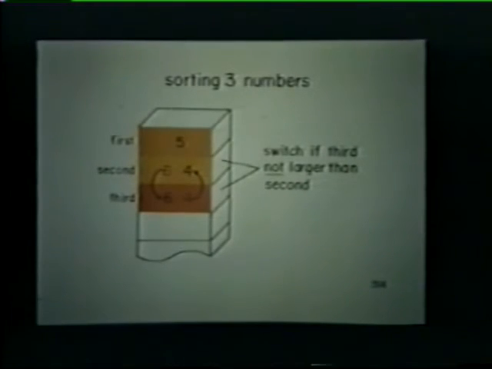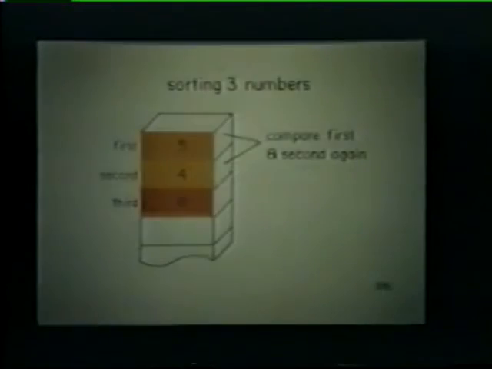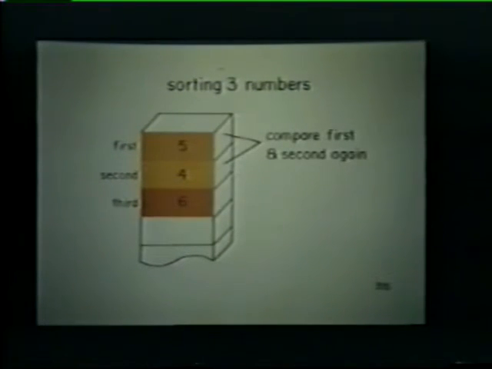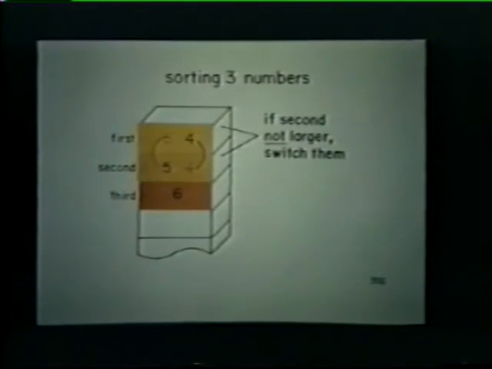Again, we must switch them around if the second number used is not larger. In this case, it means we must switch if the third number is not larger than the second. Finally, we would once more compare the first and second numbers. This is necessary because if we have switched the second and third numbers, we could have destroyed the order of the first 2 numbers. Once again, we would switch them around if the second were not larger than the first.